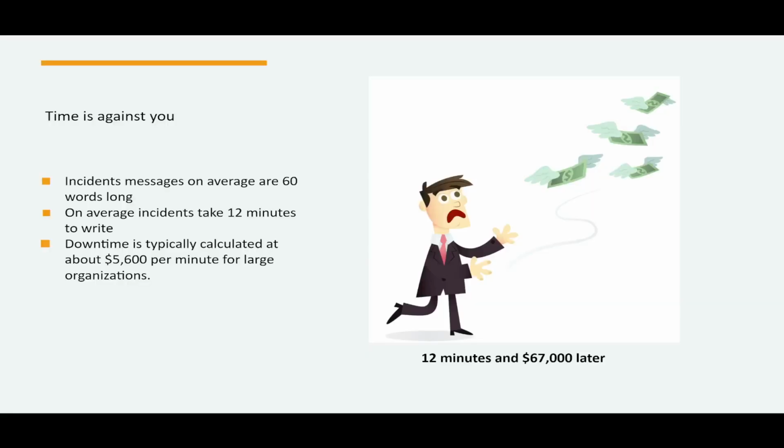The message alone can involve a lot of back and forth communication with teammates as managers gather information and form a response. This process can be time consuming and stressful, especially if there's multiple incidents going on at once. If the average incident text is 60 words, that takes roughly 12 minutes to create a message. That's $5,600 a minute. It's pretty pricey.